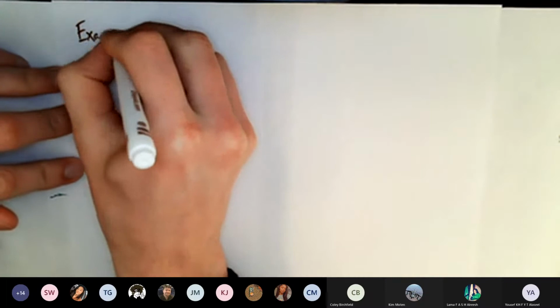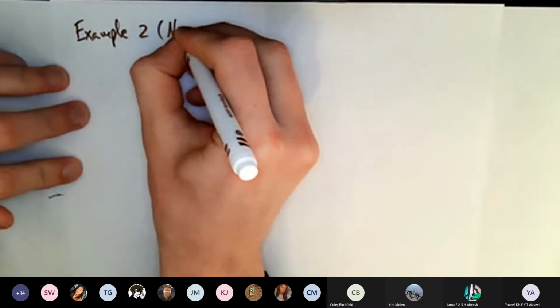So we'll call this, what was that, example 1? We'll call this example 2. So I'm deviating from the text now. Example 2.